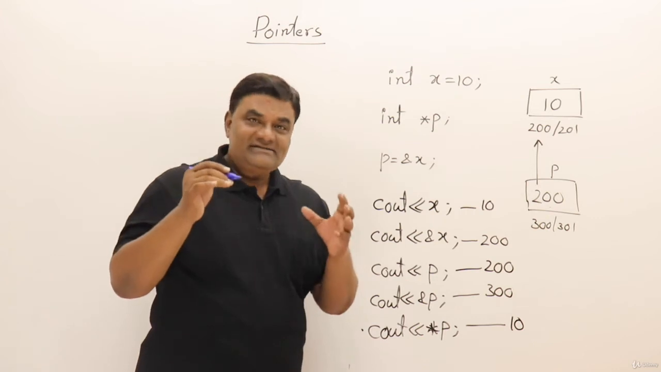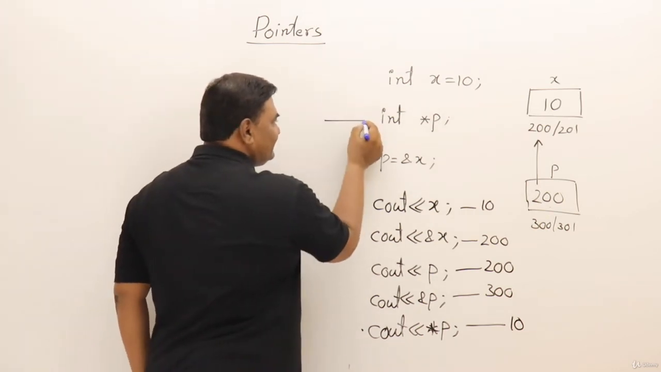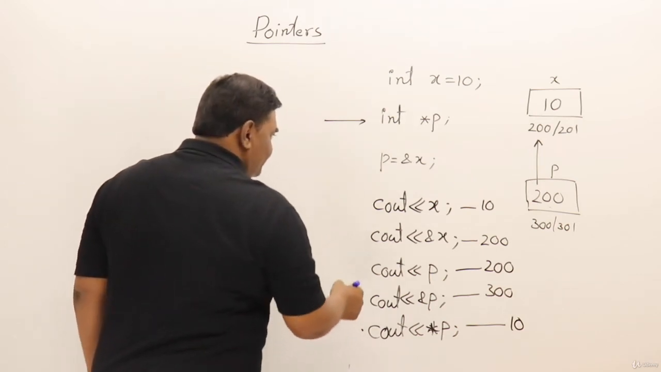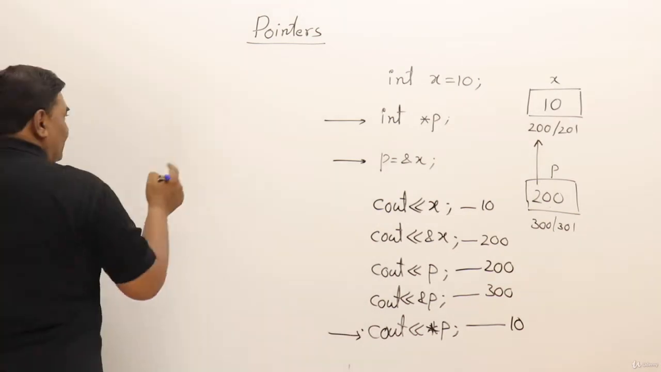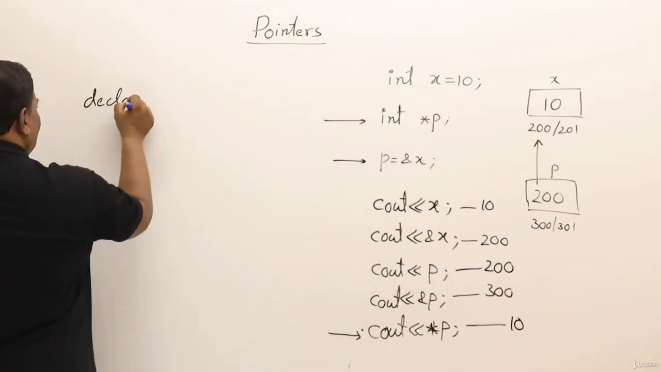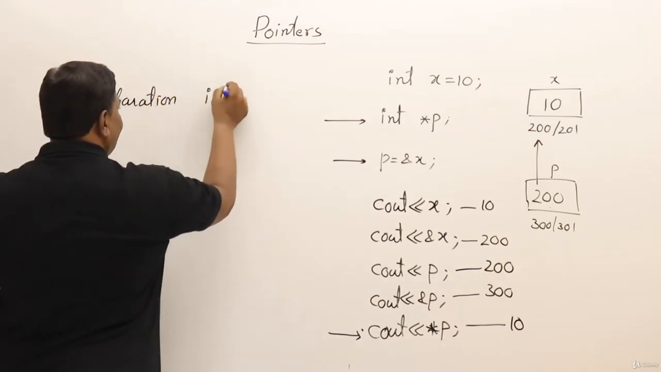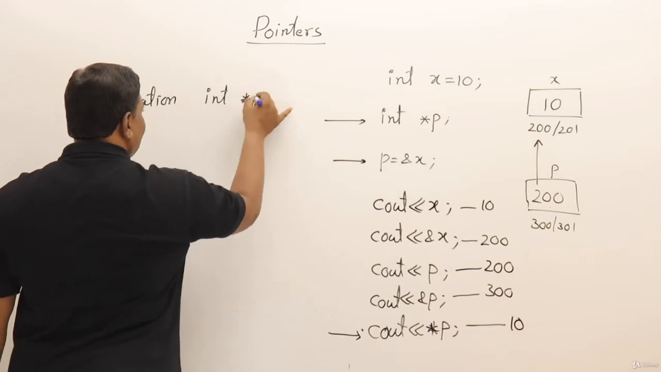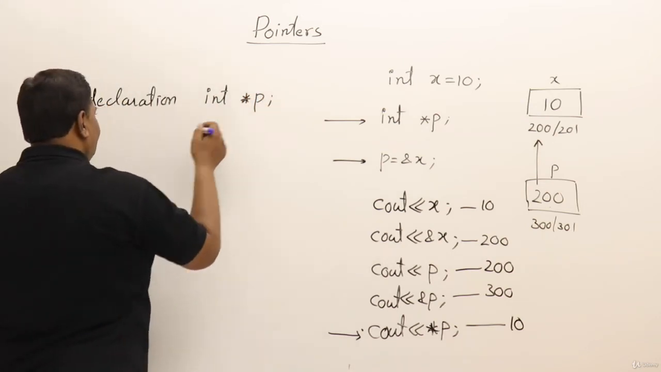For pointer syntax, there are 3 statements that are important. The first one is this line, the declaration, then the initialization, and then the dereferencing. I'll write down those 3 lines here. The declaration of a pointer is a little different from normal variables. That is, we write a star in front of the variable name. Whatever name you want, you can give it.